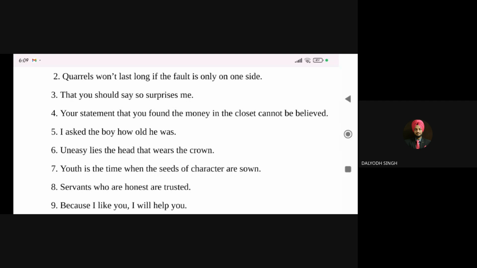Yes, that's a subordinate clause. And what kind of clause again? Adverbial, ma'am. No, look at it carefully. Noun clause. Adjective. Your statement that you found the money in the closet. Is it a noun clause? Adverbial. Sorry, adjective.